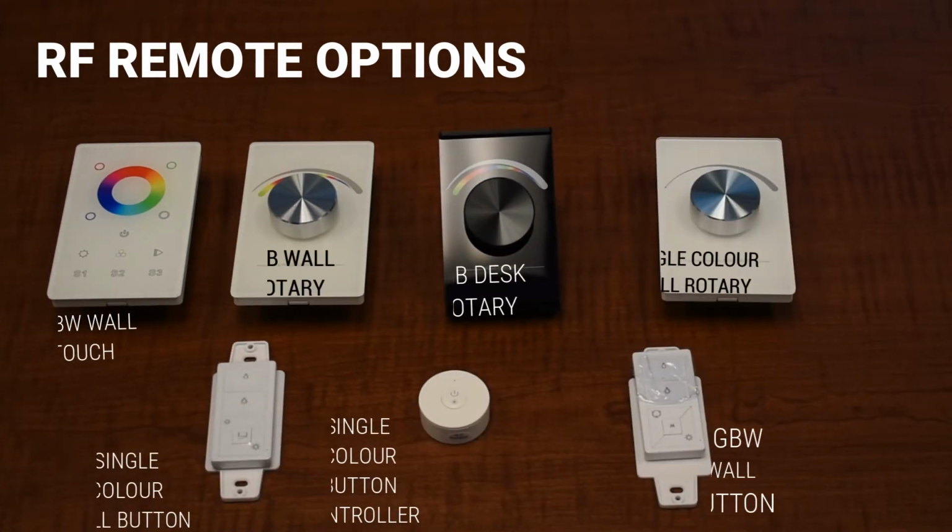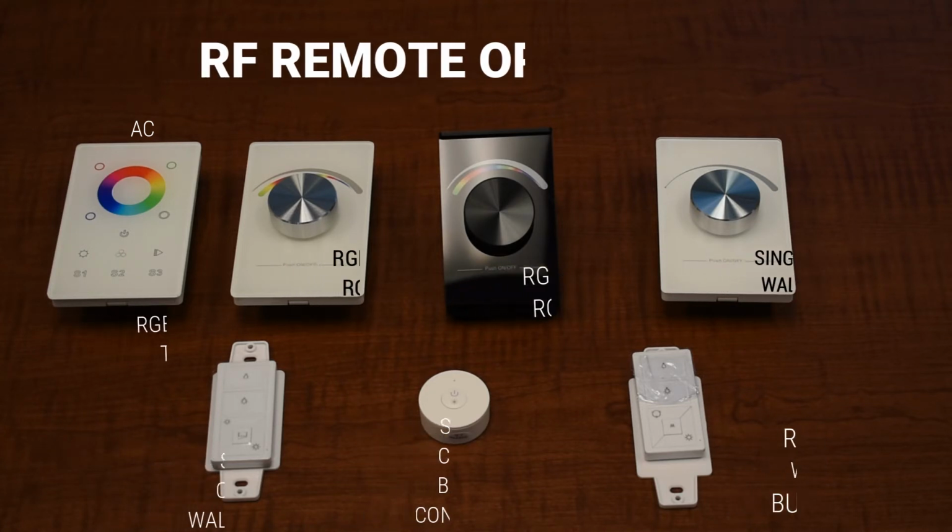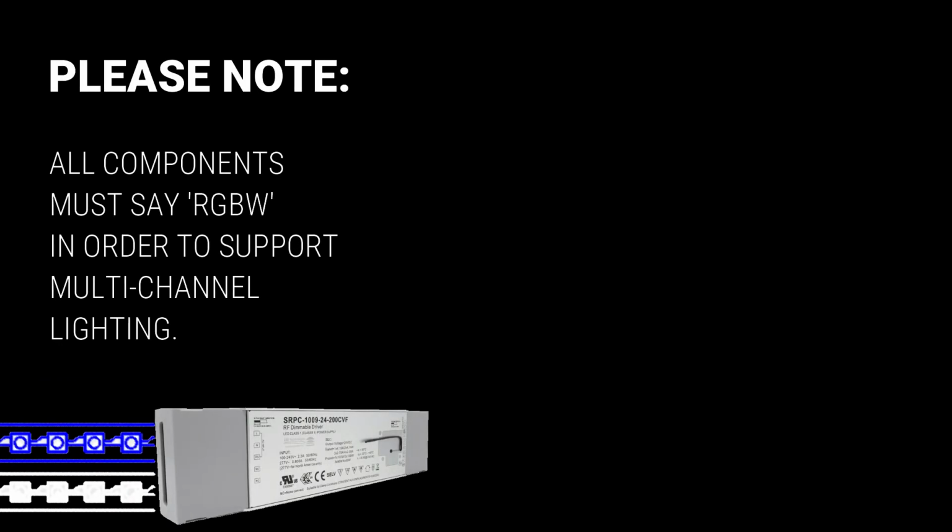Remotes noted with a battery icon, shown here, will require 3-volt watch batteries. All of the rest will require a direct AC power connection. Only available with the radio frequency option, it is possible to connect both a white, halogen, or other single-channel lighting option with an inline RGB connection.